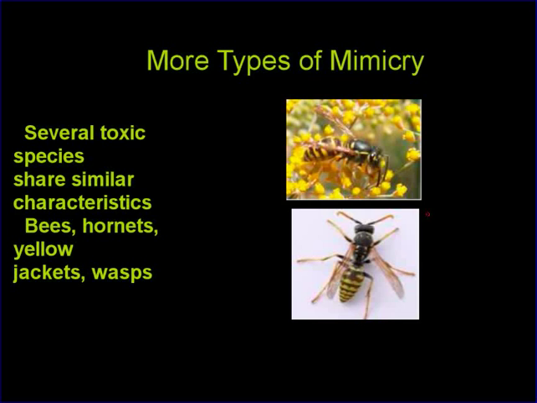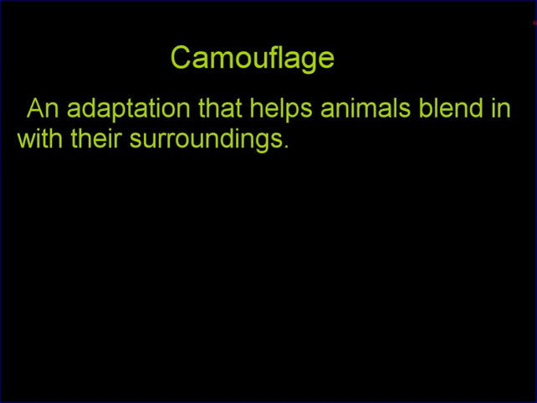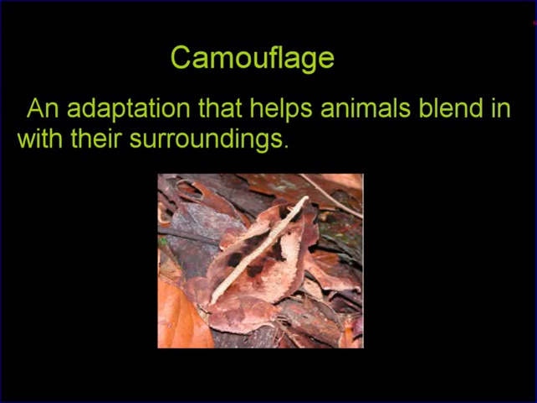Alright, camouflage. We all know what camouflage does. It's an adaptation that helps animals blend in with their surroundings. Alright, here's a frog that looks just like a leaf. I think some of you guys saw that in class already.